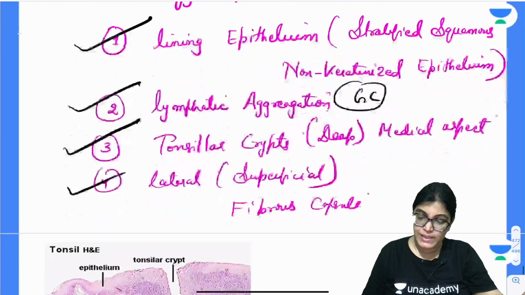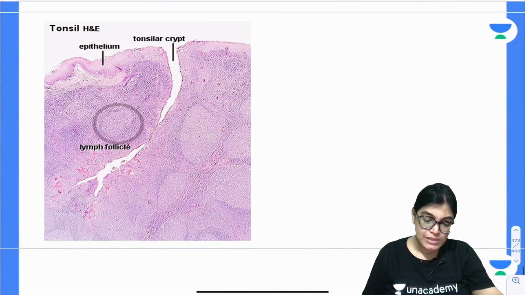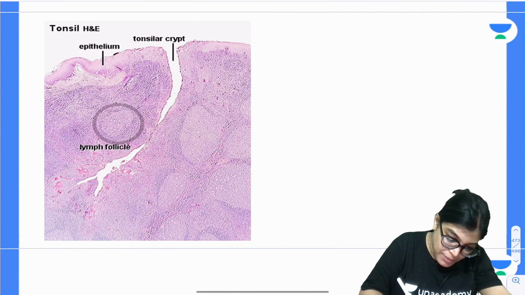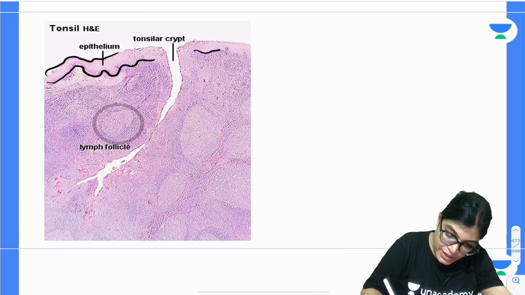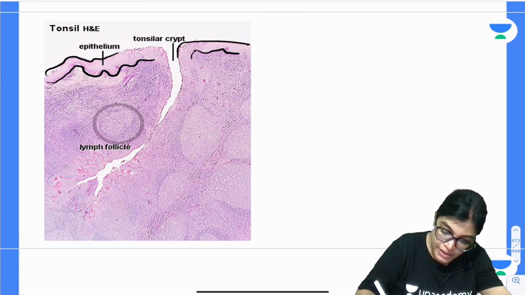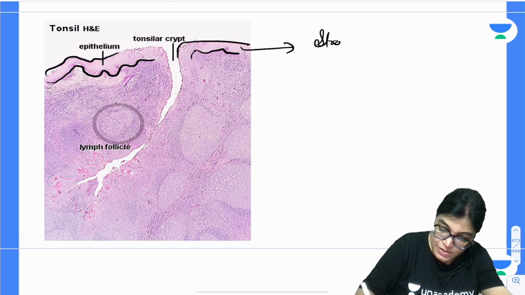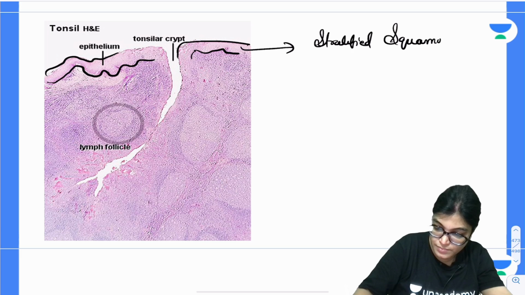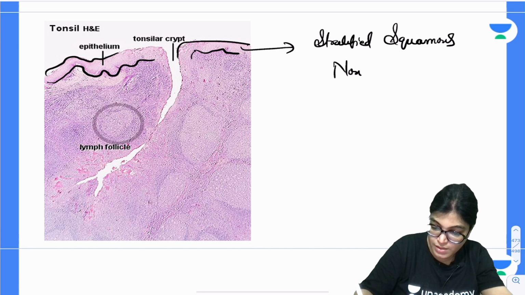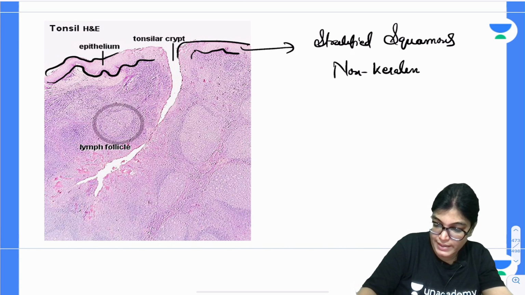Okay, my dear aspirants, let me show you the slide now. This is a slide of tonsil. The epithelium, as you can see, is multiple layered. See here, this whole is the epithelium, and very nicely you can appreciate it is multilayered. So this is stratified squamous non-keratinized epithelium.